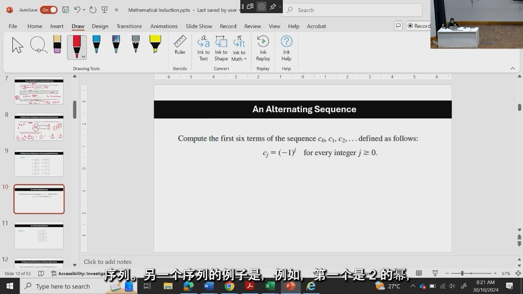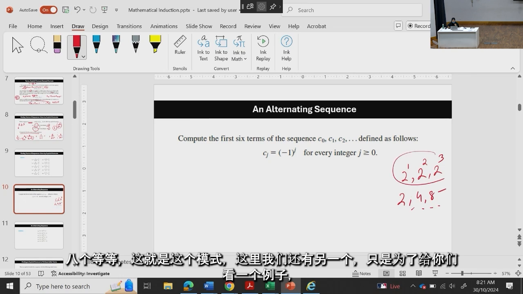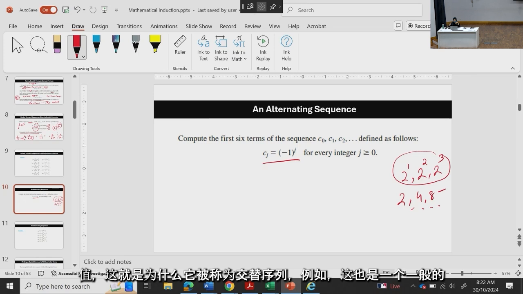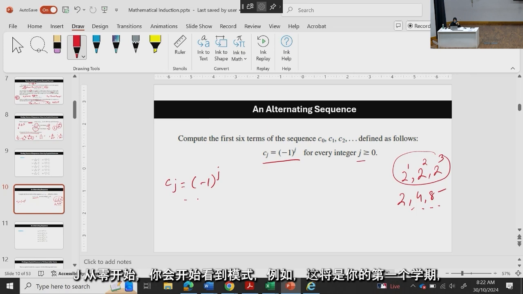Another example of a sequence is, for example, the first one was powers of 2. This was the one with 2, 4, 8, and so on. So here this was the pattern. Here we have another, just to show you an example. You have a formula for a sequence such that when you plug in the values, you will get alternating values. That is why it is known as an alternating sequence. This is also a general formula. And here the smallest value is 0. So when you plug in the first 4 or 5 values of j starting from 0, you will start to see the pattern.